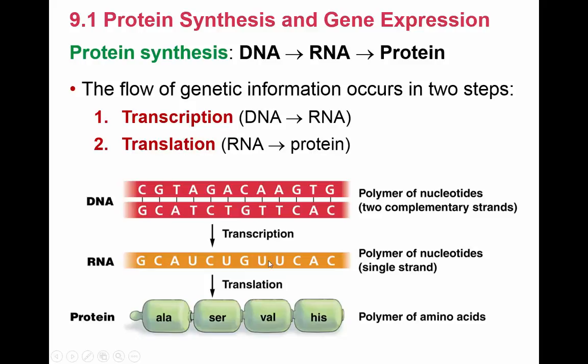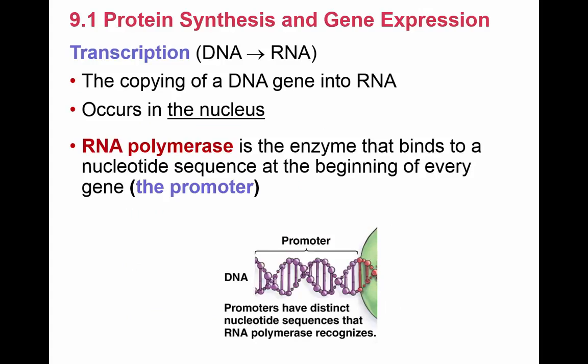And then translation takes that RNA and uses it to build a protein by telling us which amino acids we need in which order. Because remember, the order we put amino acids together in, it folds that protein into the correct shape. So let's start with the first process in this section, and then we'll come back to translation a bit later on. So again, transcription, we're taking DNA and we're using it to make RNA.